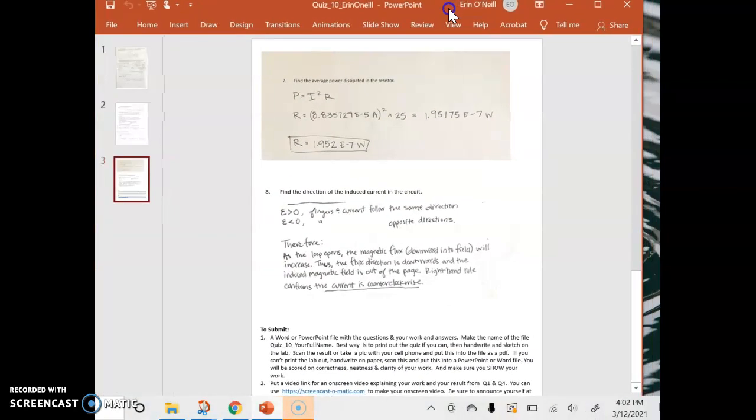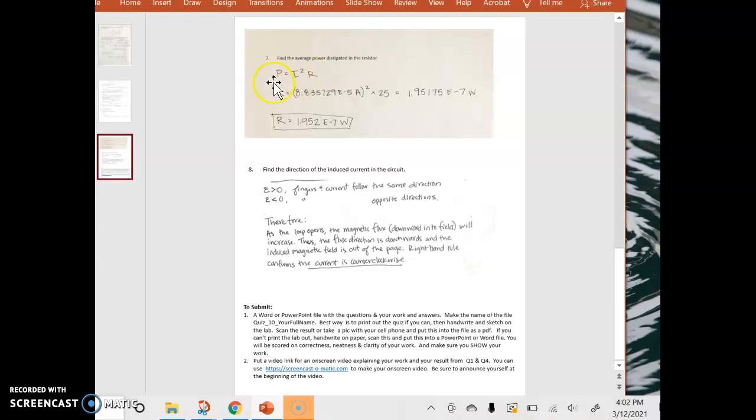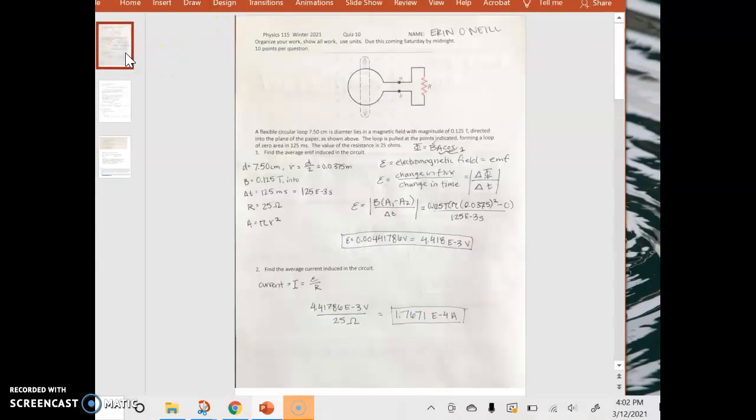Okay, hello. This is Erin talking through quiz 10, problems 1 and 4. So we have a loop with a specific diameter. It's in a magnetic field which has a magnitude of 0.125 teslas directed into the plane of the paper. And then the loop is pulled at these 2 points and basically pulled shut so that there's now 0 area, over the course of 125 milliseconds.